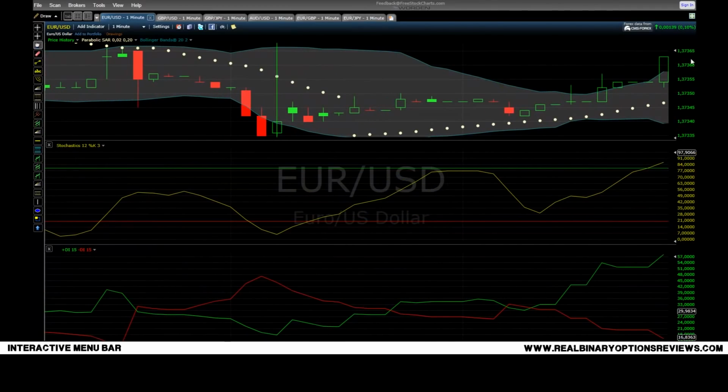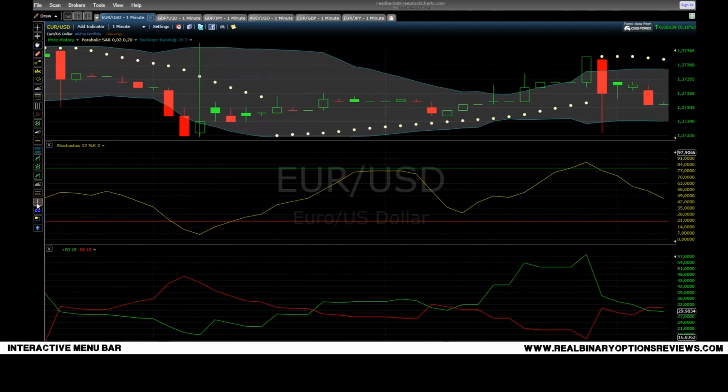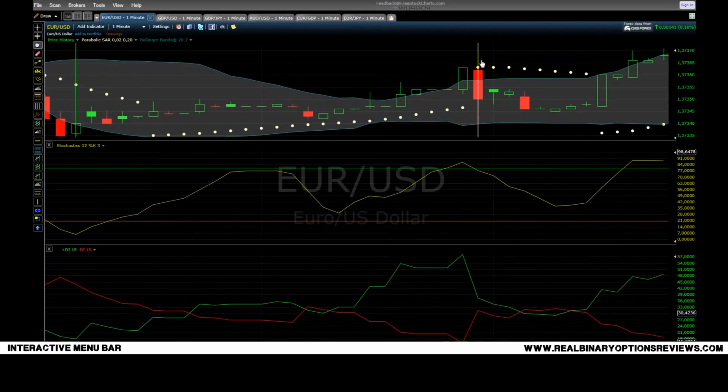Okay, so once this candle closed, I'm entering trade down. Again, 5 minutes expiry. So it's 1, 2, 3, 4, 5. And this is a winning trade.